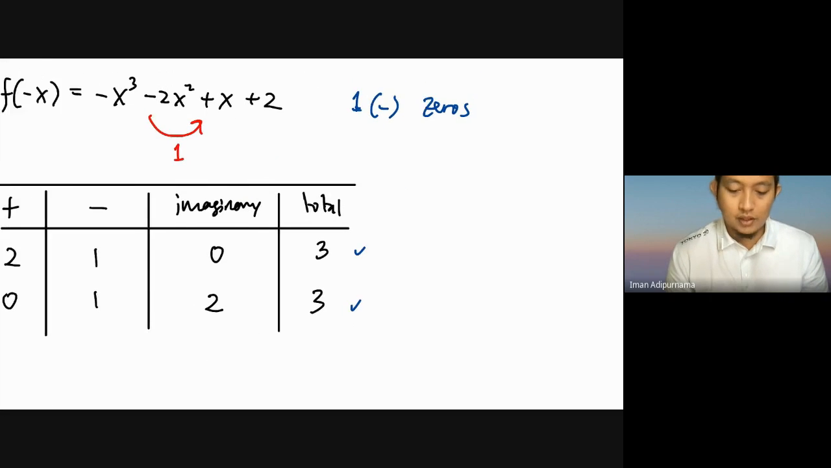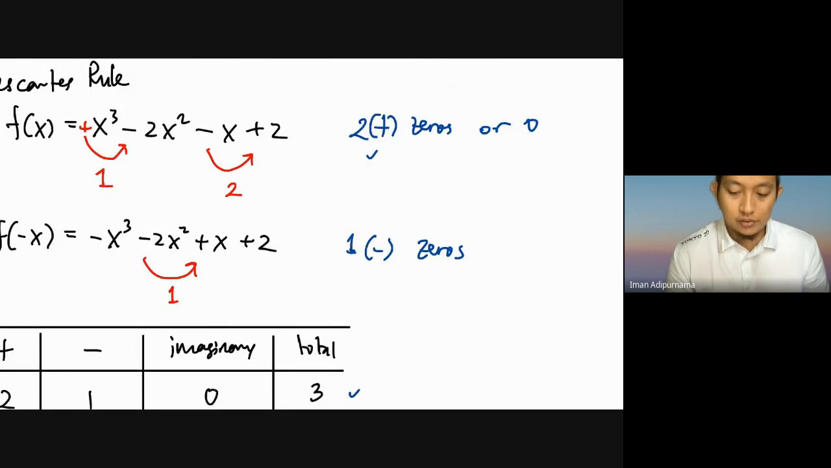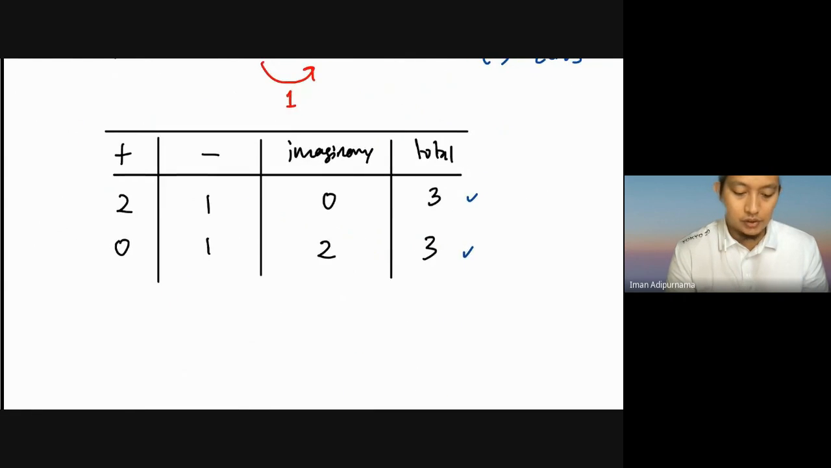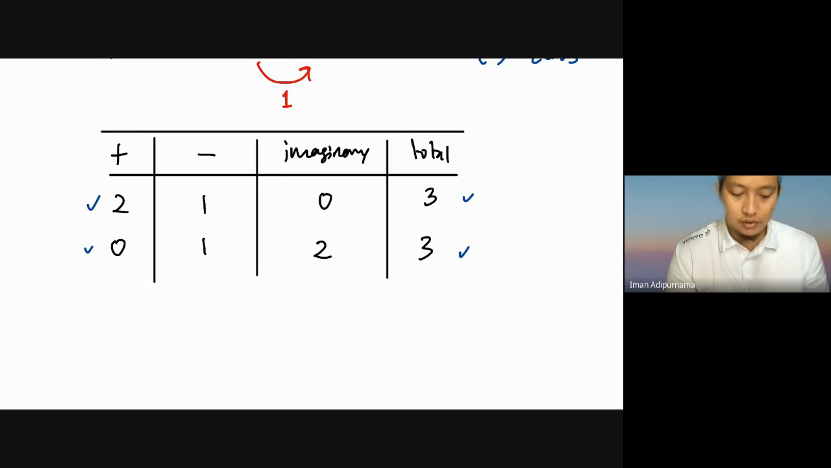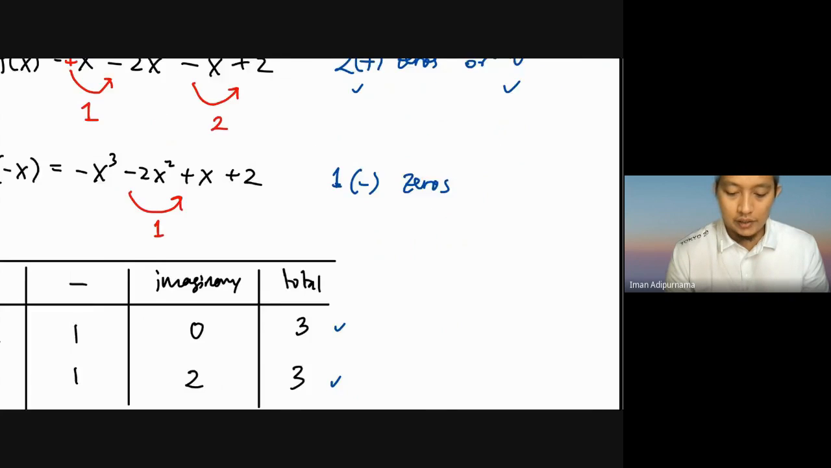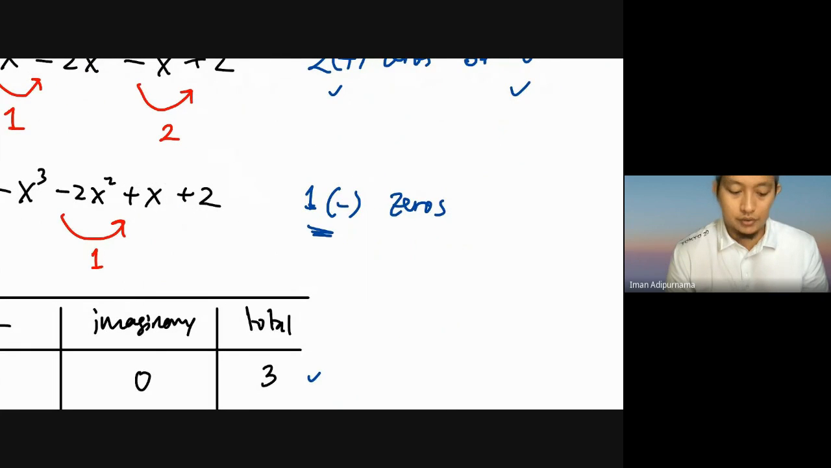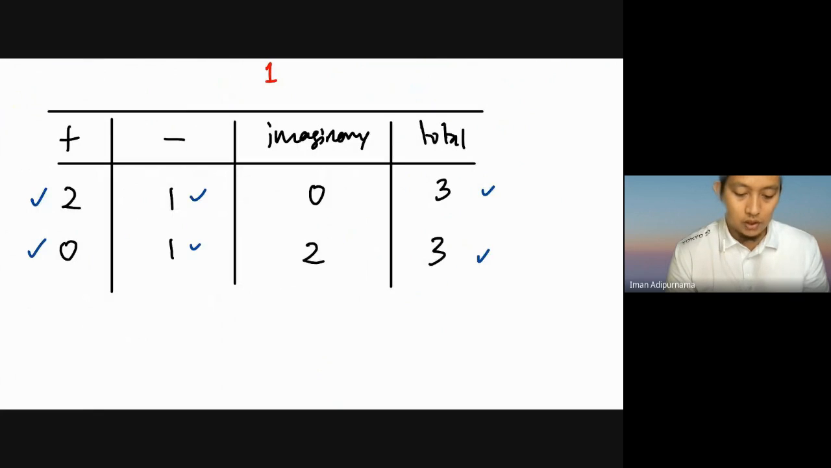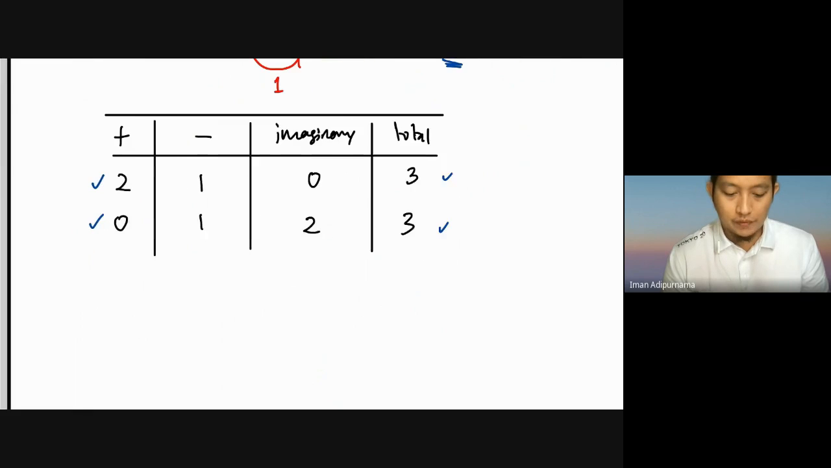The possibility of positive is 2 or 0, so positive has 2 possible roots, 2 or 0, right? And the negative is only having 1 negative zero, so it's only 1 and 1, right? So 2 plus 1 is really 3. So there will be no imaginary zeros. So we have 2, 1, 0, 3, and then 0, 1, 2, 3. We have 2 possible roots.